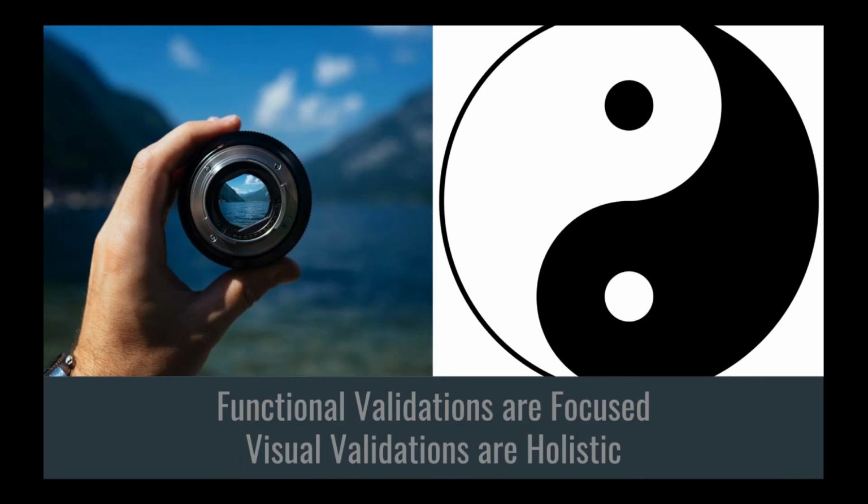So, and this is important. Now we're talking about functional validations and visual validations. Functional validations are when we check a specific field or specific fields for specific values. Visual validations is when we take a screenshot of the whole page. Functional validations are very focused. They check only specific things or a set of specific things. Visual validations are holistic. They check everything.